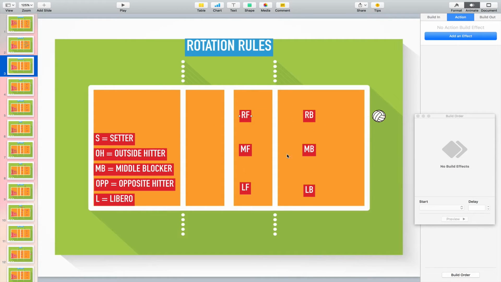Now these rules are only in place when we are serving, right when we serve, or right when the other team serves. At all of the times when a play is going on, we can move wherever we want, but that initial serve, that's where these rules come into play.